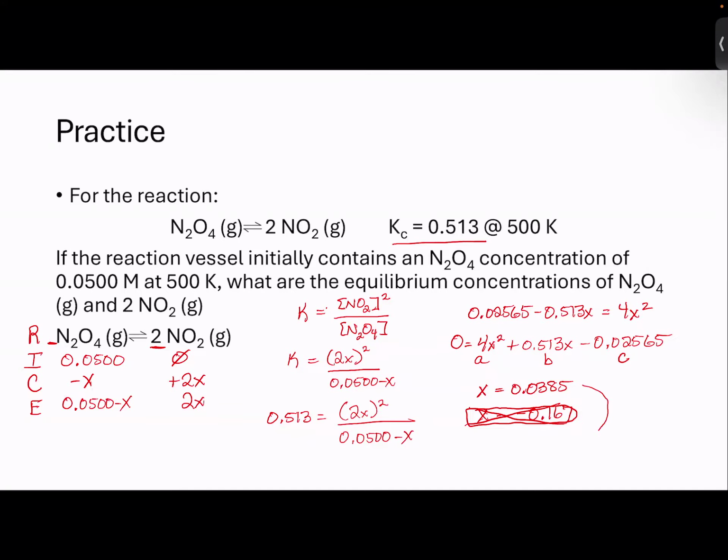Now we can plug this real value into our equation over here, and we can get the concentrations. So at equilibrium, you have 0.0115 molar of your dinitrogen tetraoxide, and you have 0.077 molar of your nitrogen dioxide. Questions? Folks, if you get a negative as the result of your quadratic equation, you can guarantee it's not the answer.